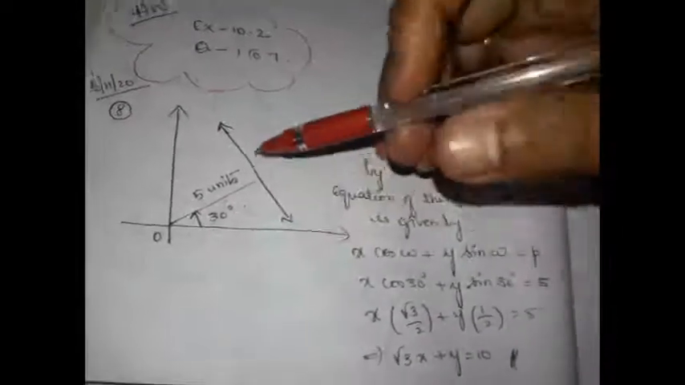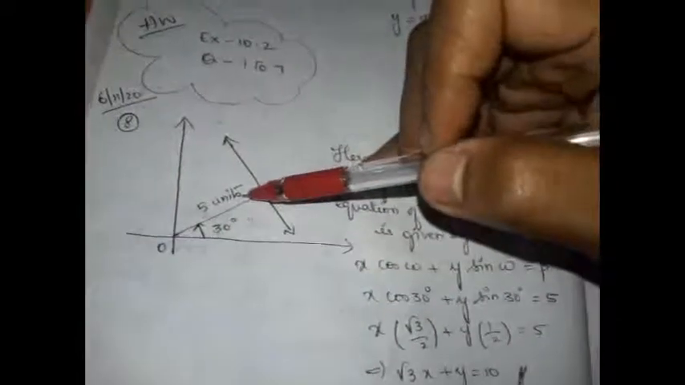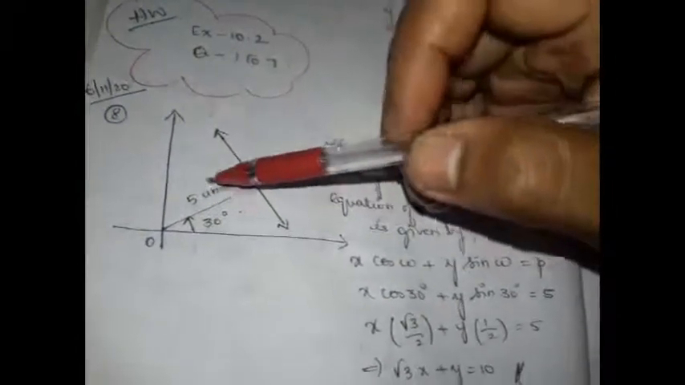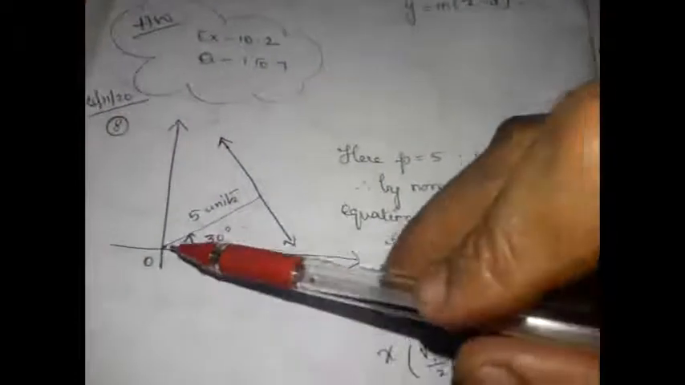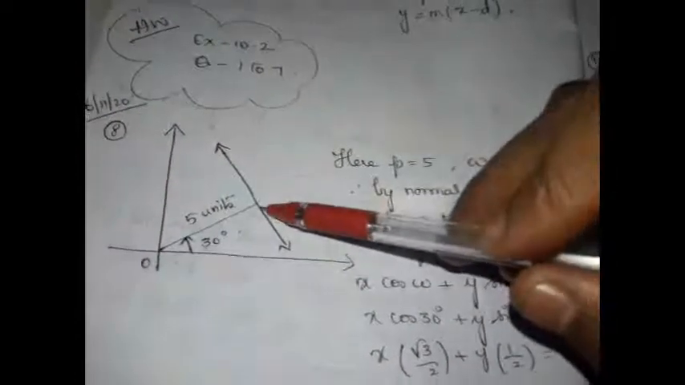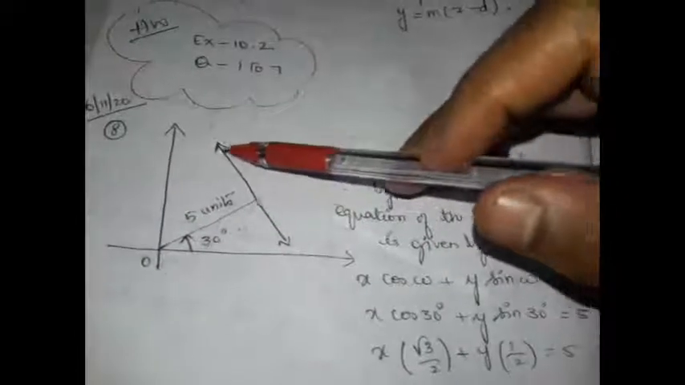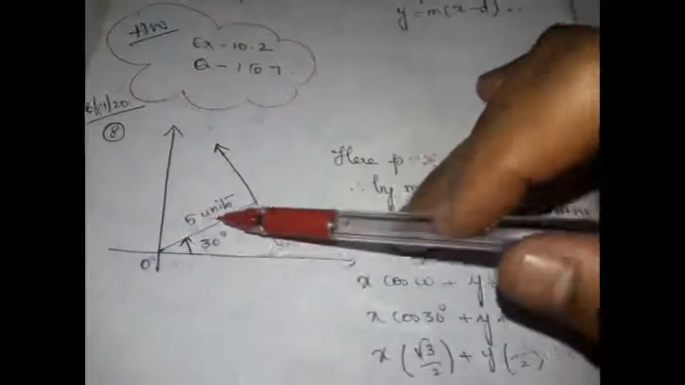Yesterday we have done till question number 7. Now let us go to question number 8. What is given in question number 8? The perpendicular distance from the origin is 5 units and the angle made by the perpendicular with the positive x-axis is 30 degrees. I repeat, the perpendicular distance to the line from the origin is 5 units and the angle made by the perpendicular with the x-axis is 30 degrees.